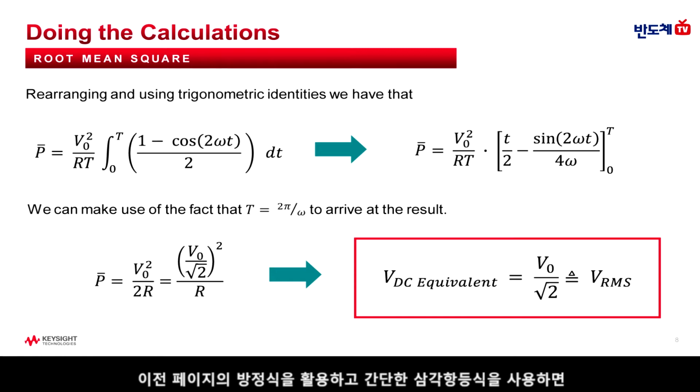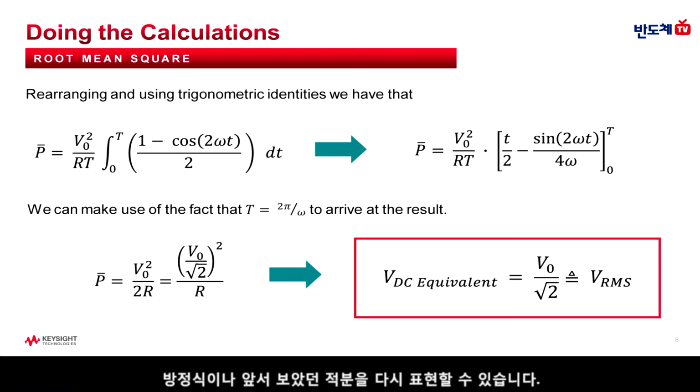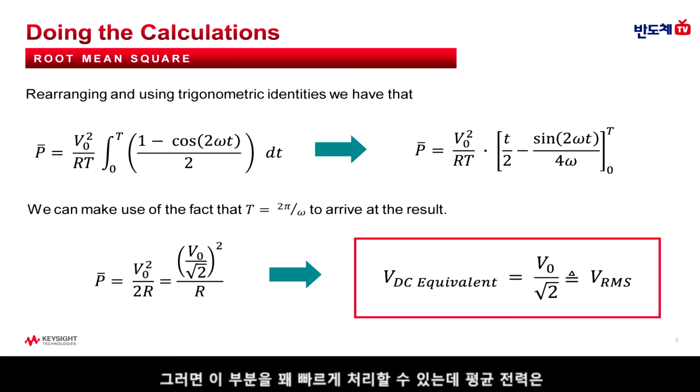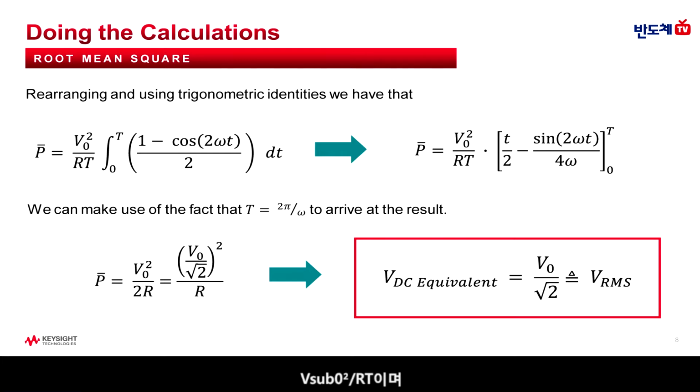So taking the equation from the previous page and using a simple trigonometric identity, we can rewrite the integral we just had as shown here. So we've eliminated the sine squared term. And then we can solve this pretty quickly and find out that the average power is going to be V sub 0 squared over RT, and the integral evaluated in these two limits shown there. And that works out, if you do the math, to the final result that the average power is equal to the amplitude of our sinusoidal, V sub 0 squared over 2R, or we can also write that as the amplitude over the square root of 2, squared, over R.